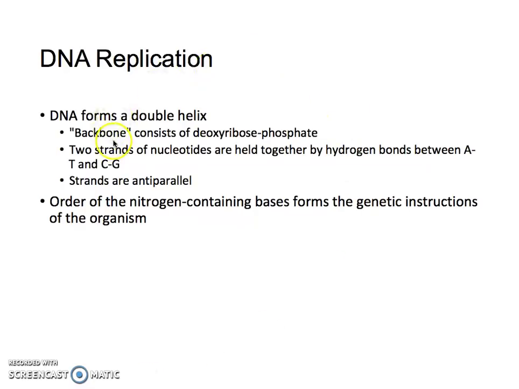DNA forms a double helix, kind of like a twisted ladder. This is the backbone that consists of deoxyribose phosphate. Two strands of nucleotides hold it together, A to T and G to C.